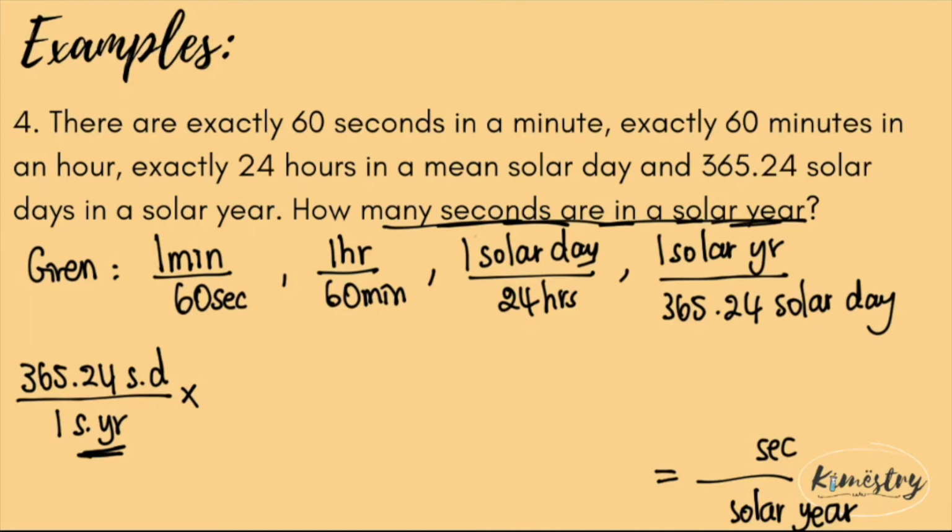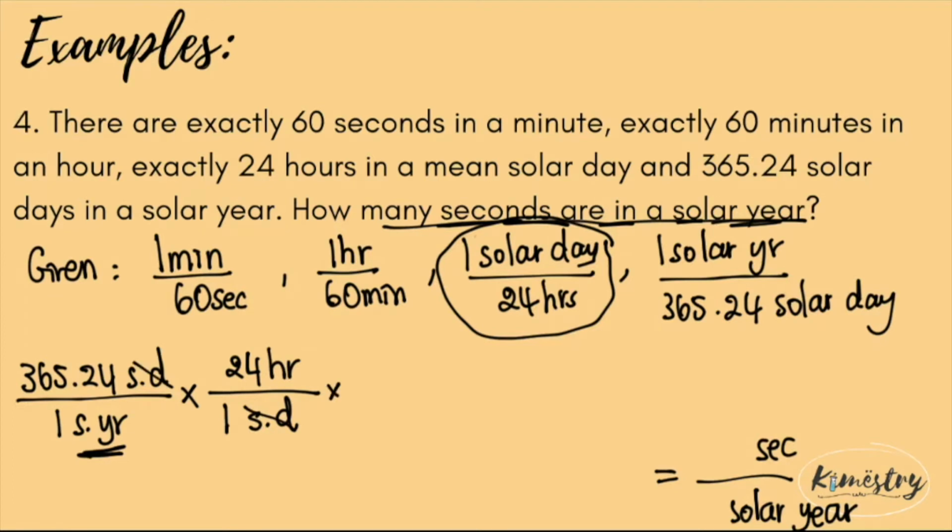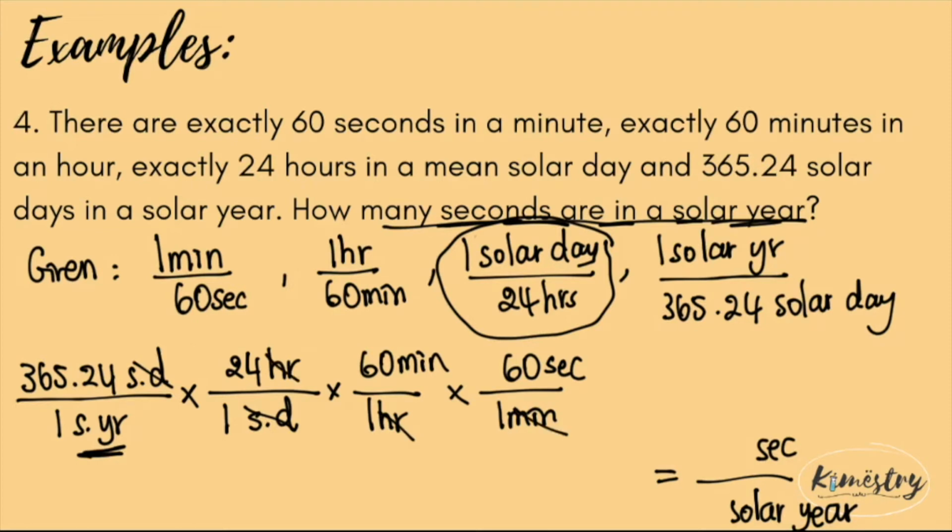I know that I can use this conversion factor. I want to cancel out solar day. That means I have to write solar day on the bottom, 24 hours on the top. My solar day got cancelled. Now I'm left with hour, but I want second. So I can do 1 hour per 60 minutes and then 1 minute per 60 seconds. Now my hour got cancelled, minute got cancelled. Now I'm left with seconds per solar year as my answer.